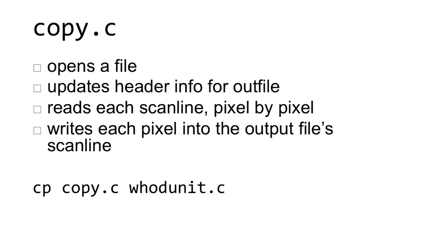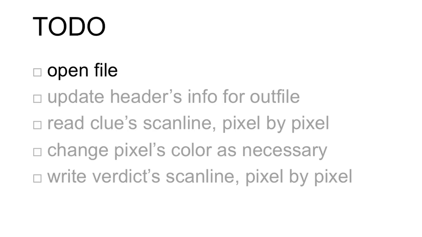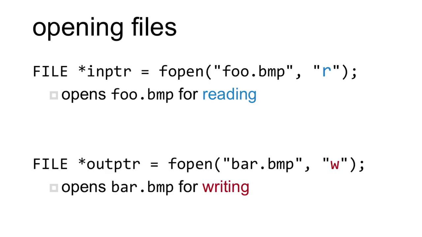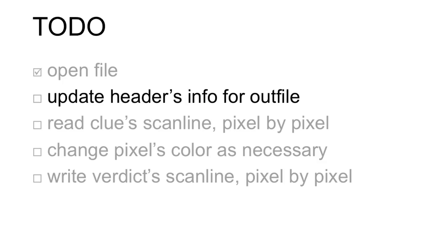So let's start by copying copy.c into our whodunit.c file, making sure that we understand what each line does. The first thing that we have to do is to open the in file and open and create the out file. Copy.c does this using file I/O, creating a file pointer for either reading for the in file or writing for the out file. The next thing to do is to update the header info for the out file.